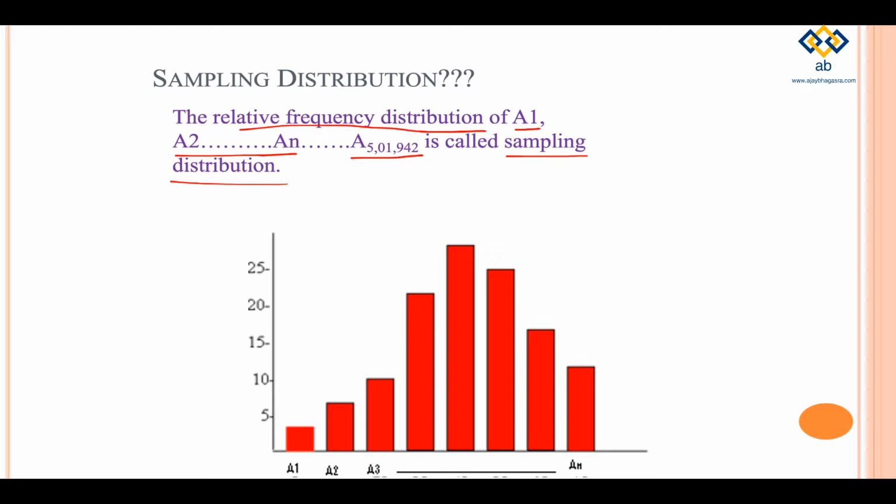Now the question is, what is frequency distribution? It is not a very difficult question to answer. Frequency, as you know, is the number of times the observation is repeated.